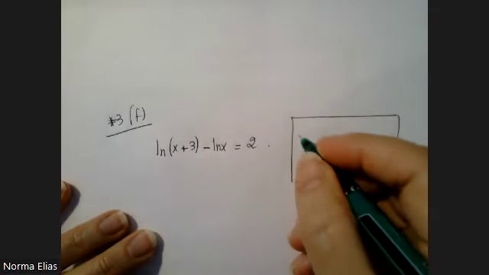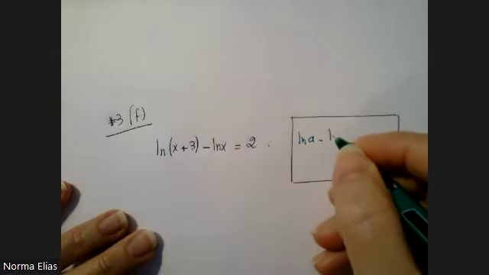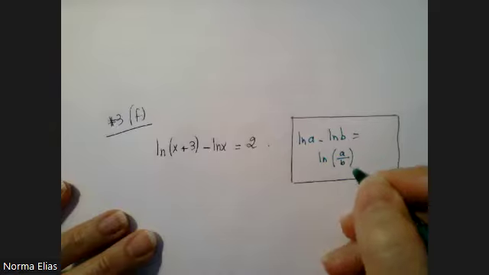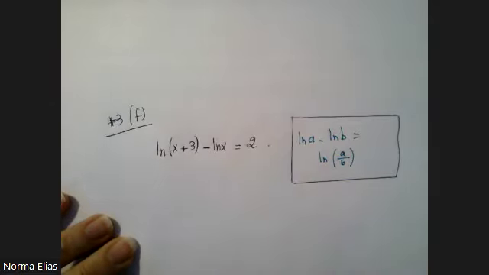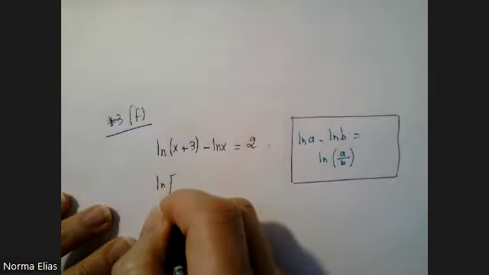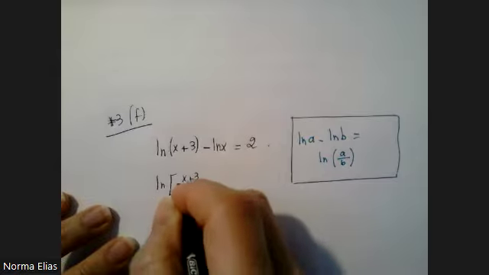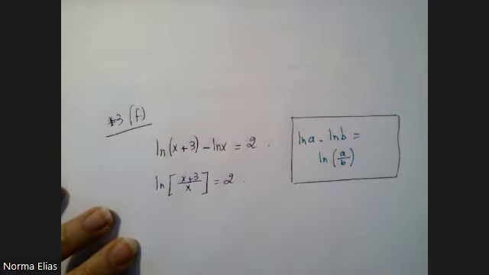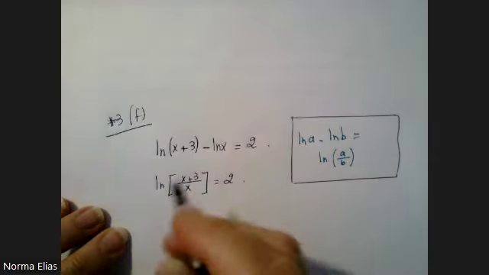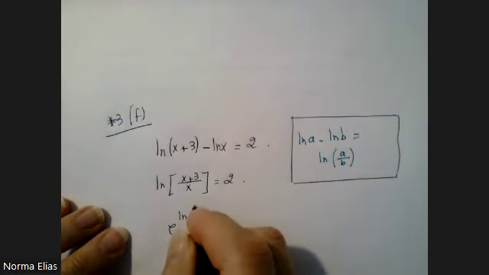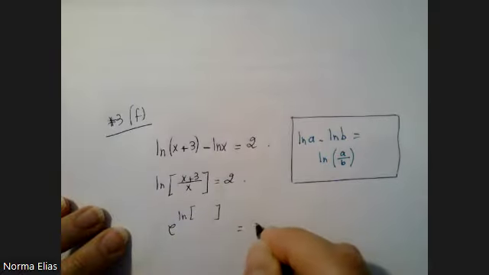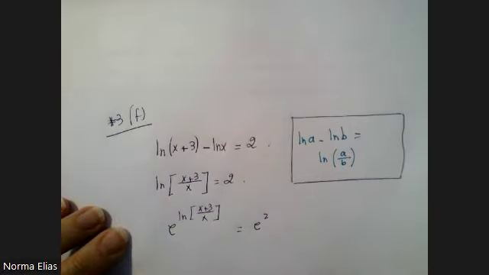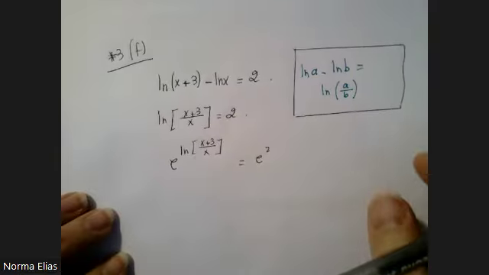Yeah. Again, we're going to use the property of the log. ln of A minus ln of B is ln of the quantity A over B. And that's how we're going to proceed. So this would give me ln of x plus 3 divided by x equal to 2. And again, we have to do the same thing. I say e to the ln of this equals e squared, divided by x. And now I proceed.